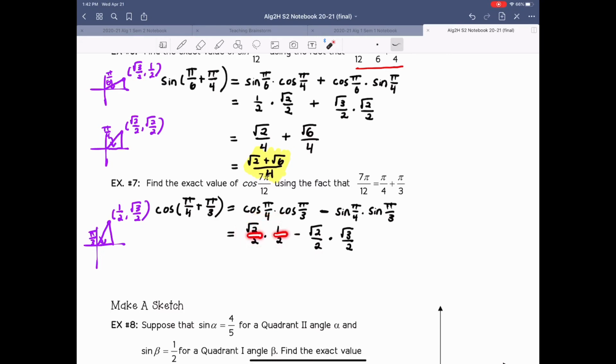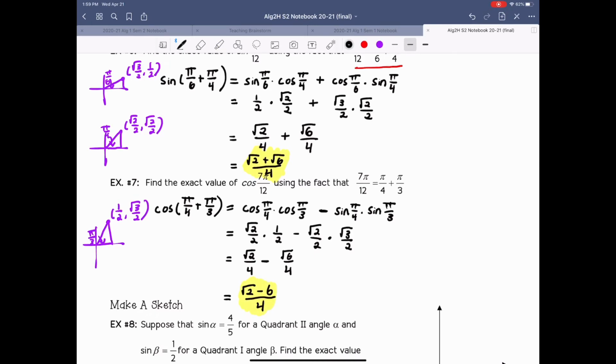So root 2 times 1 is going to give me root 2 in the numerator. 2 times 2 gives me 4 in the denominator. And then I'm subtracting root 2 times root 3. That's going to be square root of 6 all over 2 times 2, which is 4. Since I have like denominators, we're going to write that as one single fraction. We have root 2 minus root 6 in the numerator and 4 in the denominator. And that is my final answer.